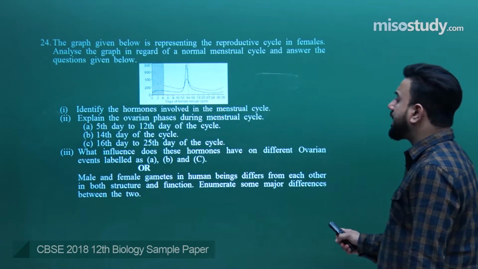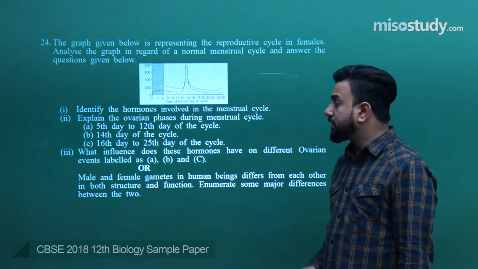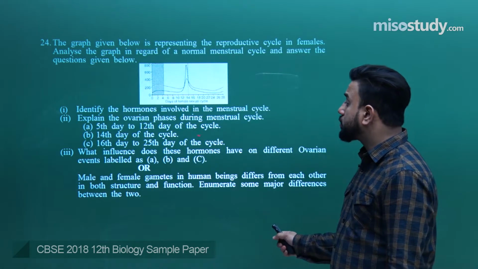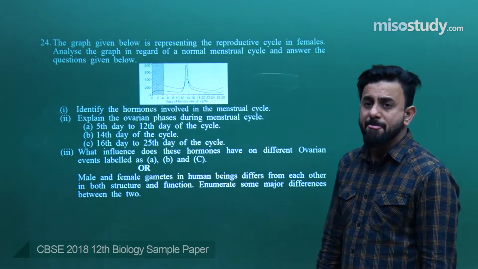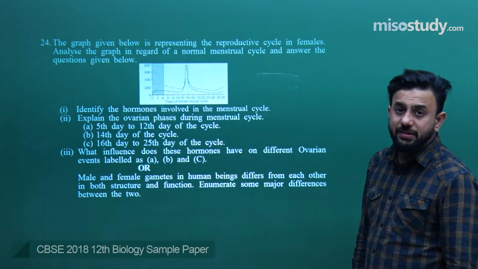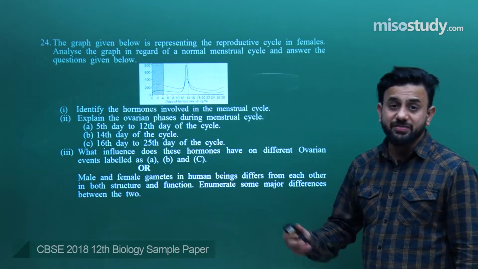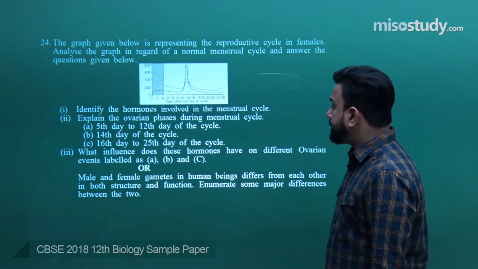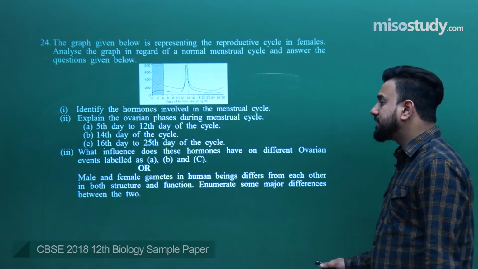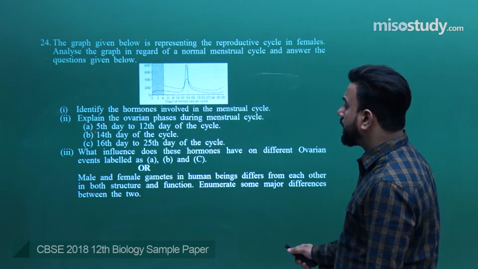Explain the ovarian phases during the menstrual cycle. What is the phase from the 5th day to the 12th day of the cycle called? What is the phase at the 14th day of the cycle called? And what is the phase from the 16th day to the 25th day, that is the last phase of the cycle, called? What influence do these hormones have on different ovarian events labeled as A, B and C?